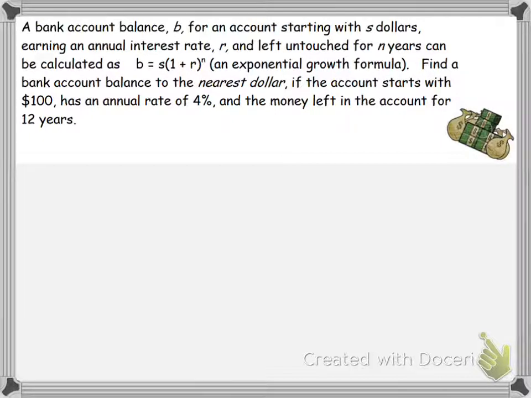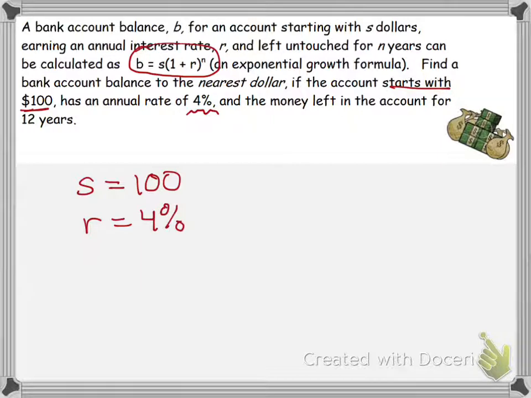All right, let's gather the information that they told us here. They said that we're starting with 100, so that is going to be my initial value. For this formula right here, that's going to represent S. And this 4% is my rate, and I'm going to go ahead and change it to a decimal. Remember, you move that decimal to the left 2 times, so that's going to equal 0.04. And then my time is 12 years. So in that exponent, they said N, so I'll just use N instead of X. That's going to represent my 12.